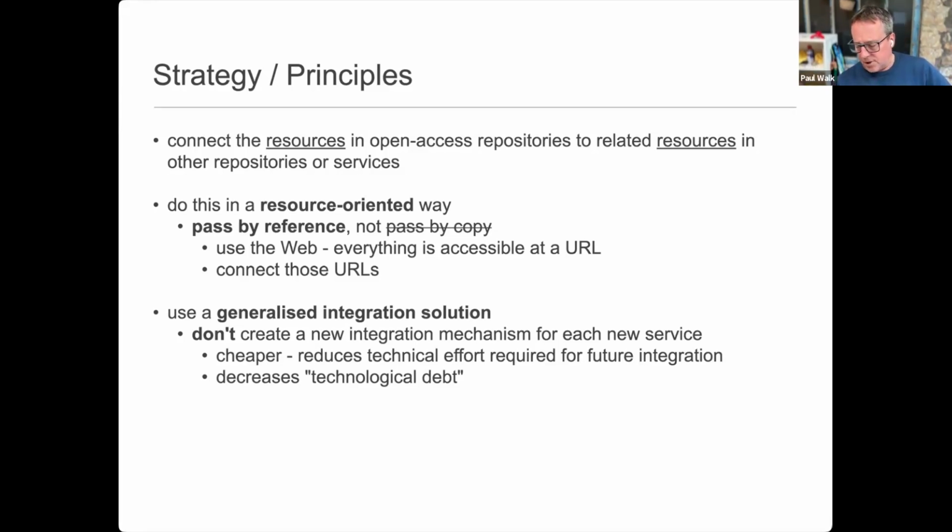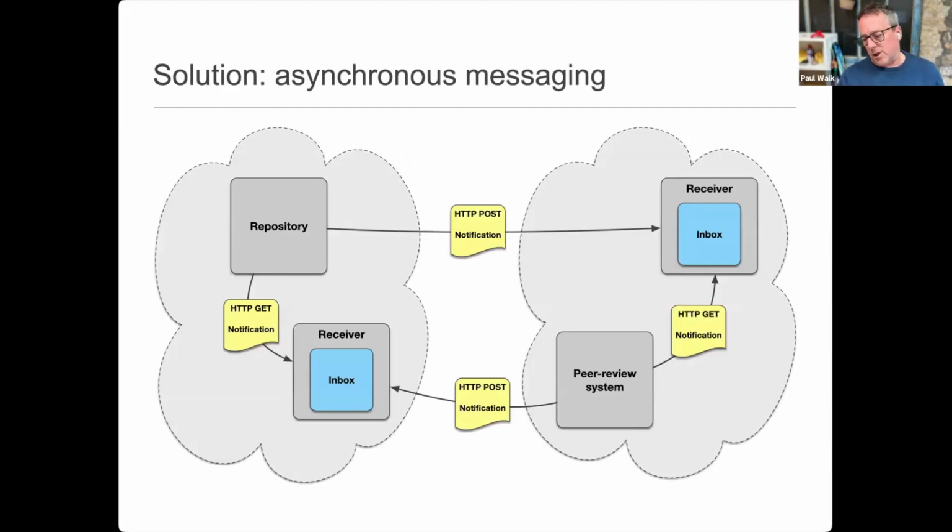We also were interested to find a generalized solution that could be extended into other use cases, not just peer review, because repositories often, probably mostly, exist in fairly low resource conditions, even if they're in a very well-funded university. It's actually quite rare for the repositories themselves to be very well funded or resourced. So we wanted something that would be cheap and that wouldn't introduce a new level of technological debt for each integration. So the general approach we hit on was asynchronous messaging.